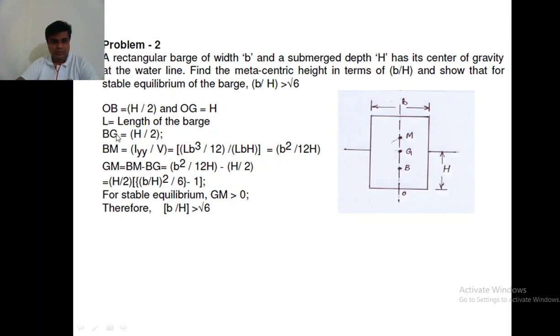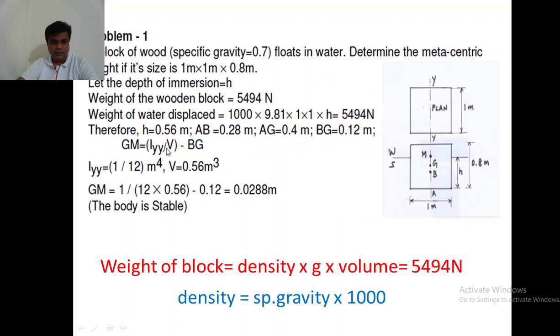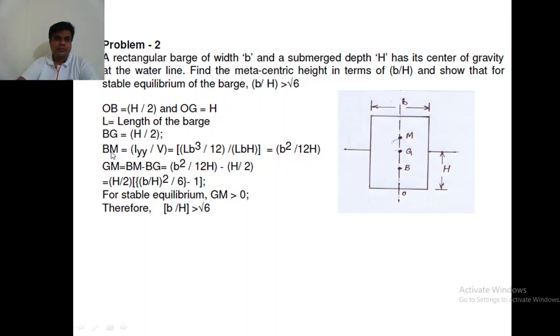Once we know BG, now we come to this equation BM. This BM is the moment of inertia by V, that is this one. So this is BM, this is BG. BM is the moment of inertia divided by the volume of the immersed body. If you calculate these two, you will get the metacentric height. So BM is the moment of inertia with respect to the y-axis divided by the volume of this.